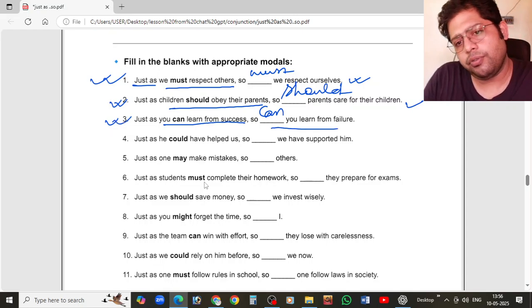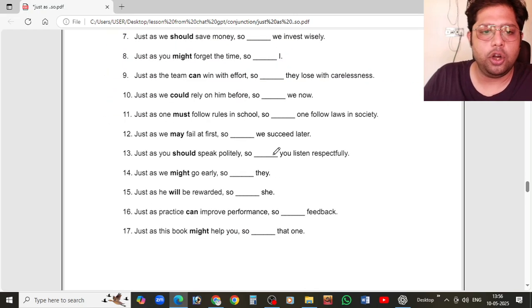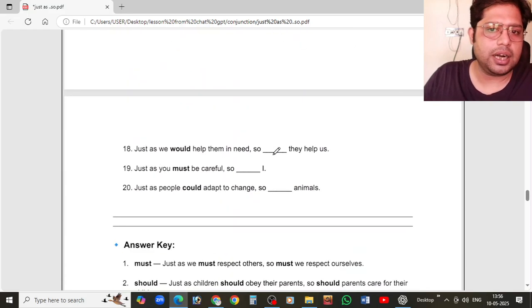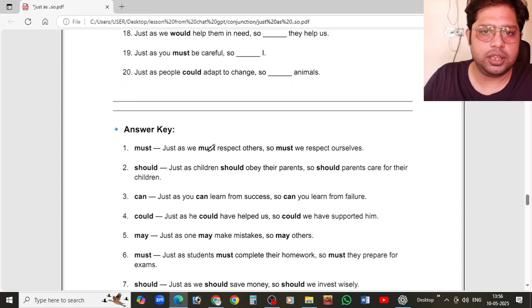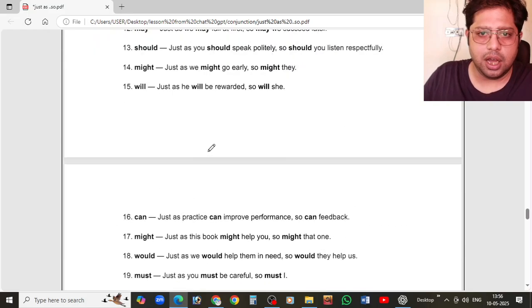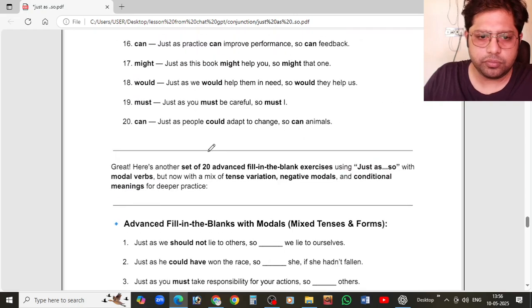So you can see here that 20 examples, or sorry, practice sets are given, and you have to fill all of them by using modals. Okay, and the answer key is also given below, so you can see whether you have done correctly or not.